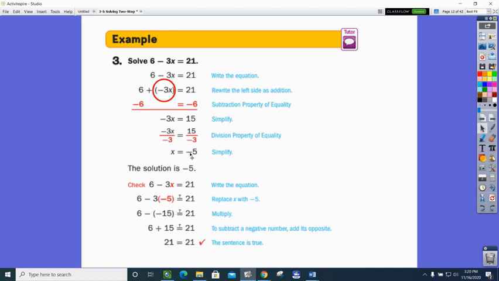X is -5. I'm going to put it back in the original. See right there. 6 minus 3 times -5 would be -15. And if we same, change this, 6 plus 15 is 21. And the answer, sure enough, is -5.